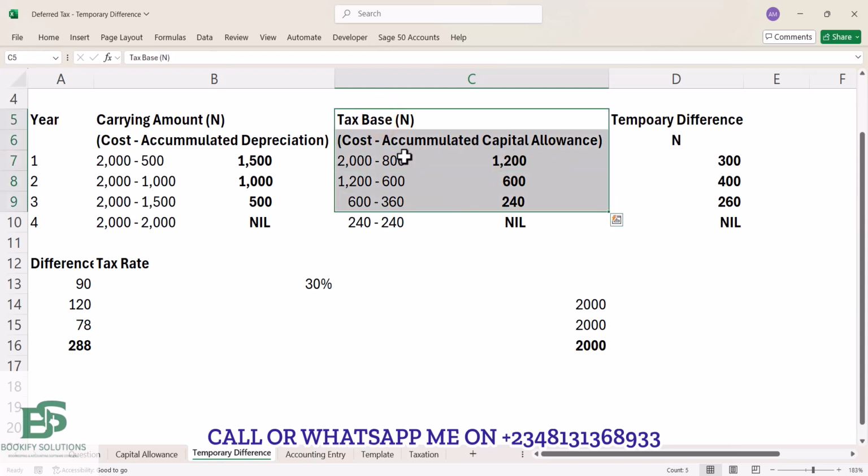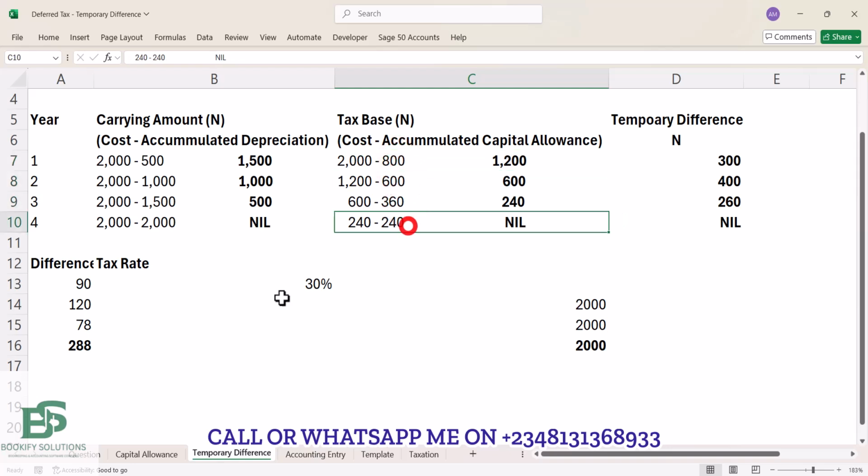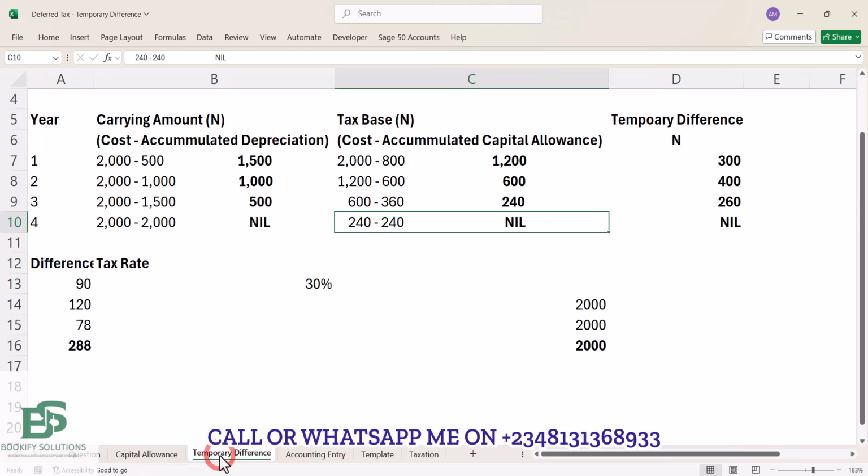For theirs, they use 800, 600, 360 and 240, based on what we already saw for the capital allowance sheet. Now, another method is this: I don't want to show my 2,000 every year. I want to show the actual value that remains after I reduce the capital allowance. In our own case, that is depreciation.